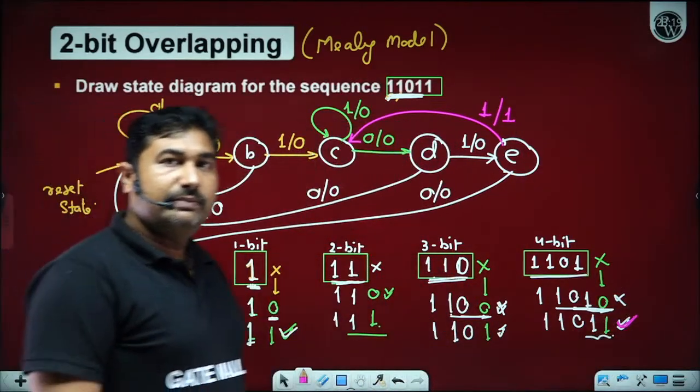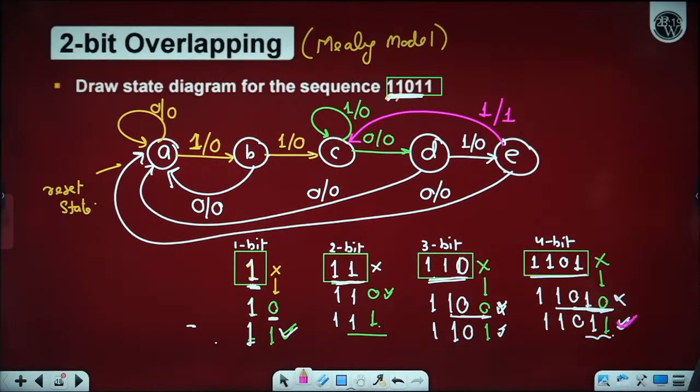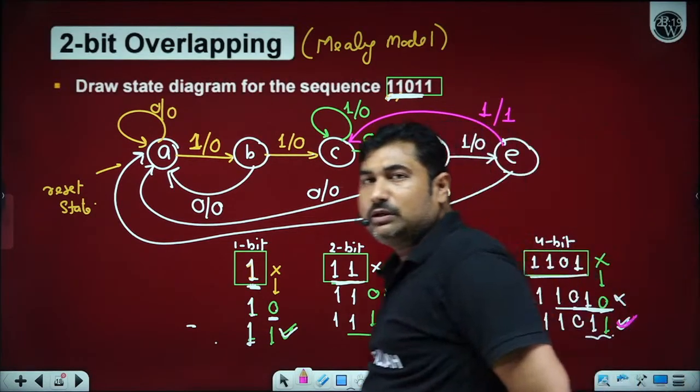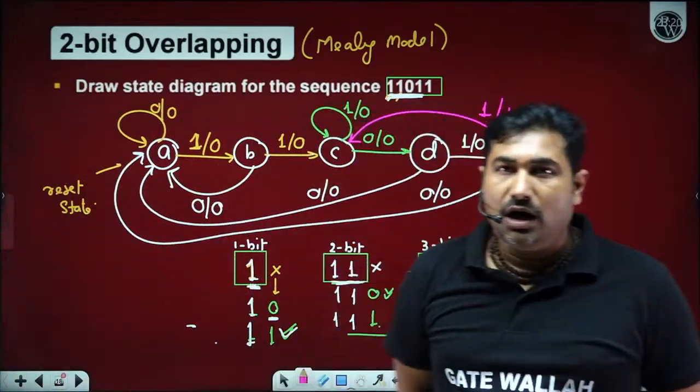How many of you are able to understand how to draw the 2 bit overlap, 1 bit overlap or non-overlapping sequence detector state diagram? Hoping all of you are able to understand this. Yes sir. Now let's try to draw one sequence.